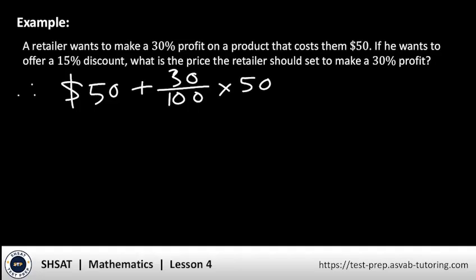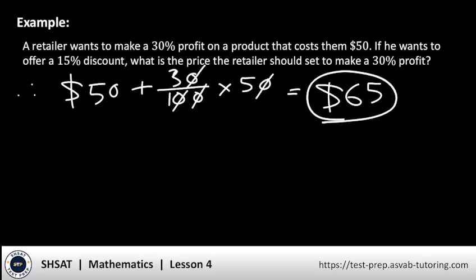Okay, now let's simplify this. 0 and 0, 0 and 0. 5 times 3 is 15. 15 plus 50 is $65. So after adding the 30% profit, this is what we have. Now, if he wants to offer a 15% discount, what is the price the retailer should set to make a 30% profit? Because the selling price must now be $65. That is what we know for sure.